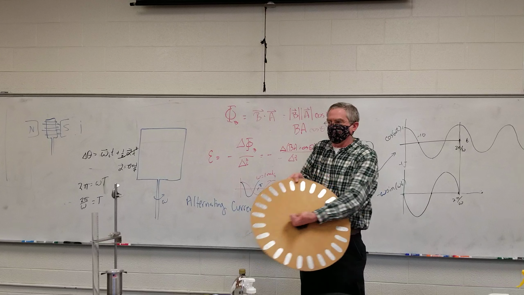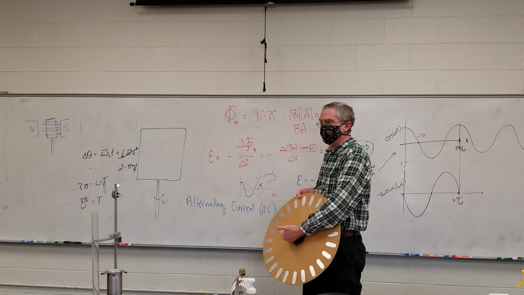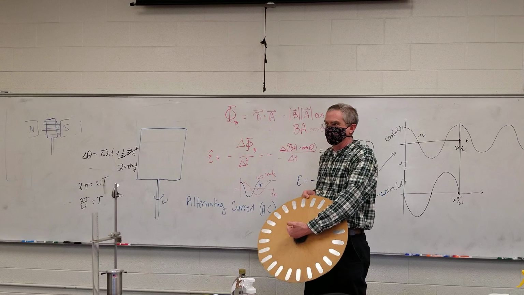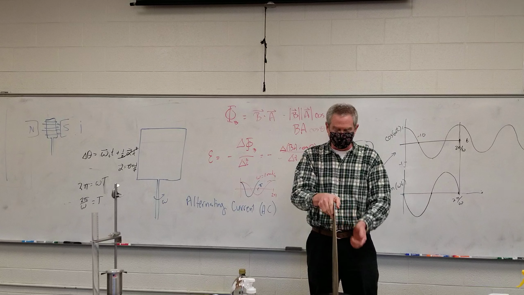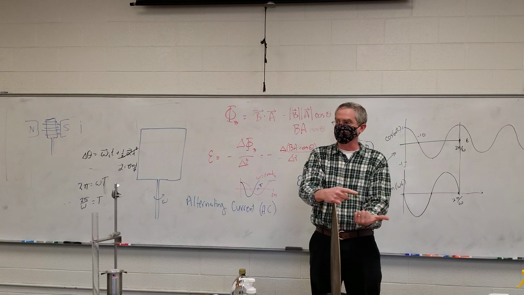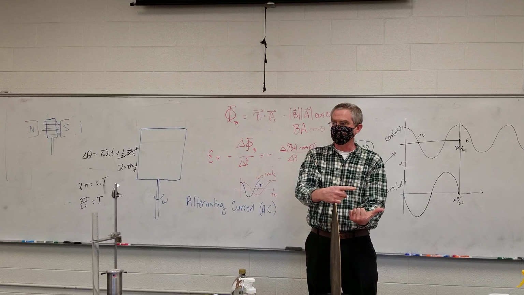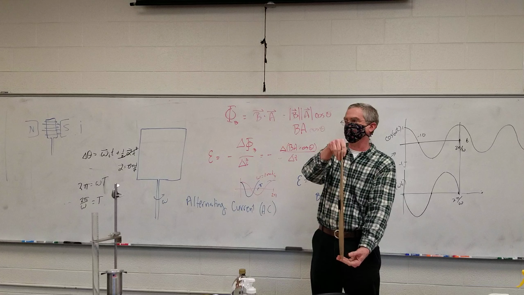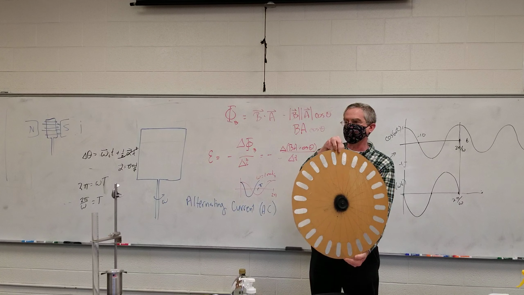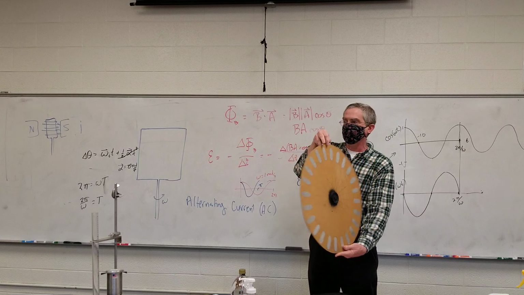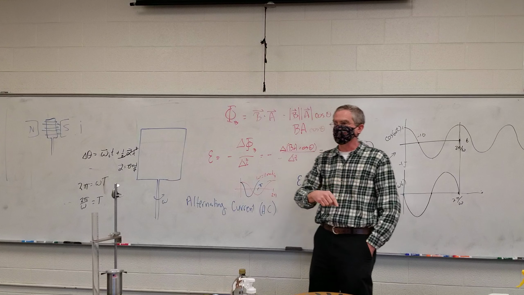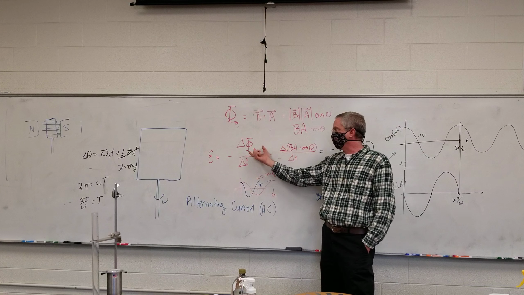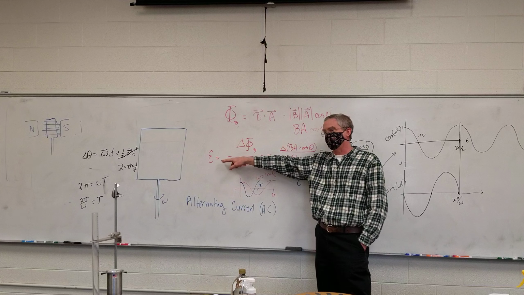My area vector is pointing, we determined earlier, perpendicular to the surface, in this direction. If my magnetic field's going that way and my area vector is going that way, we're at maximum magnetic flux. As it turns, magnetic flux is 0. Magnetic flux is the negative of the maximum. Magnetic flux 0, maximum, 0, and so forth. My magnetic flux is constantly changing. So therefore, because my magnetic flux is changing, I'm going to have an induced voltage, or EMF.